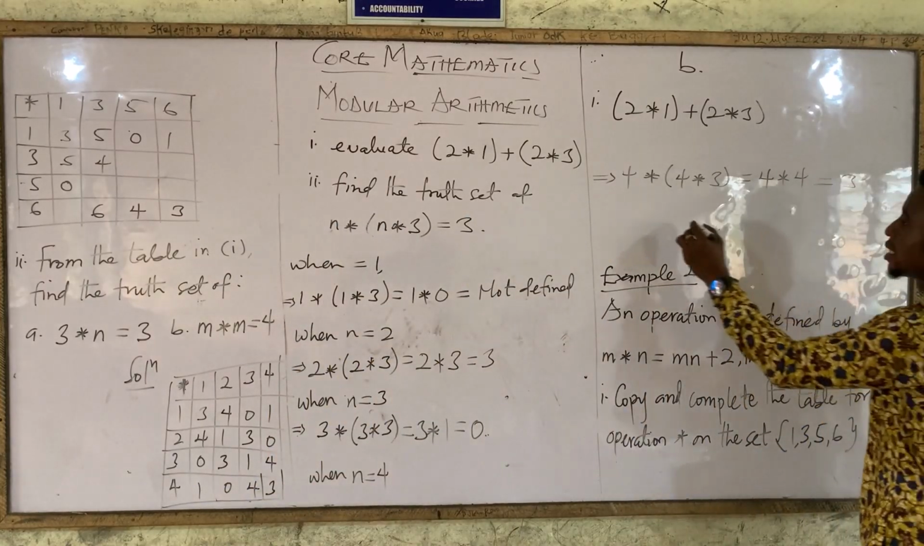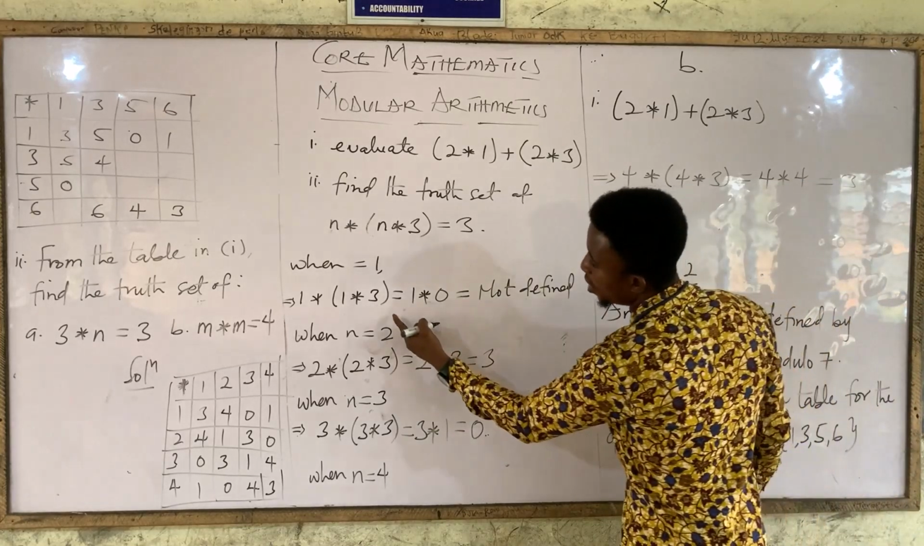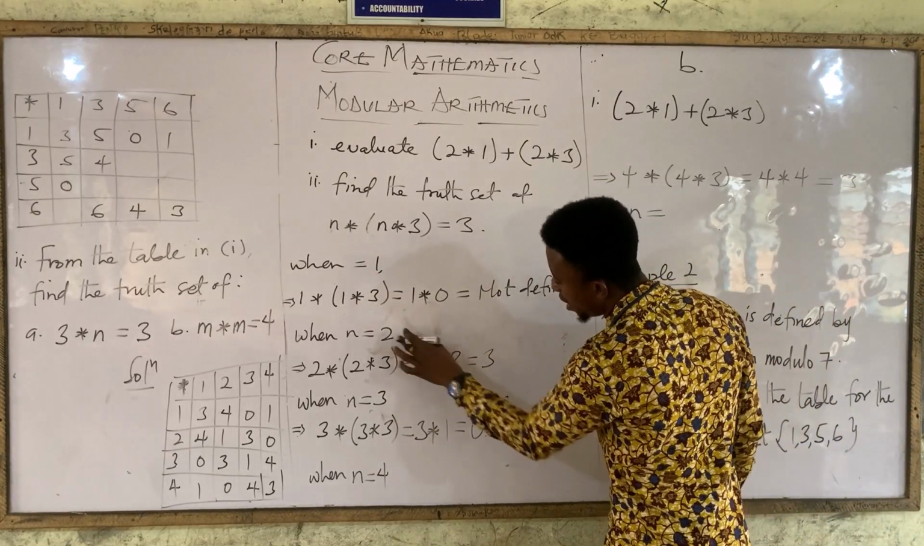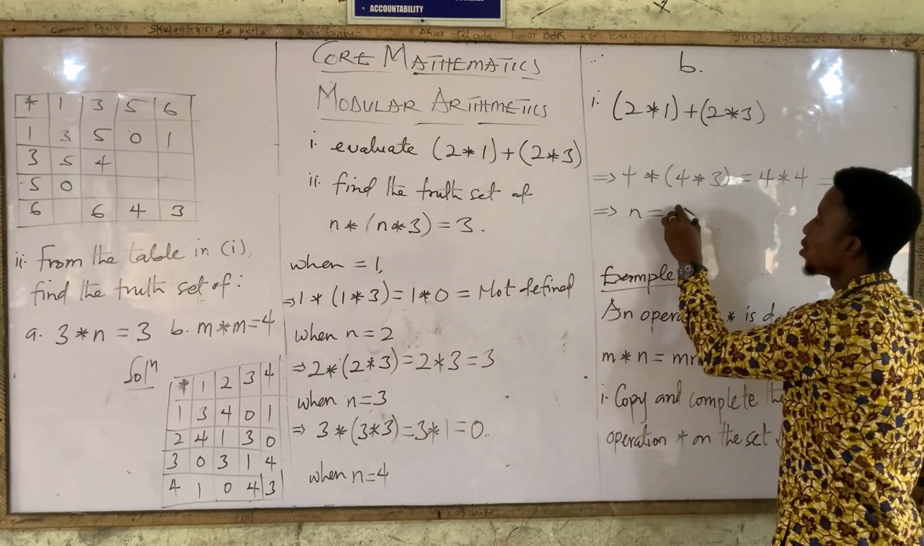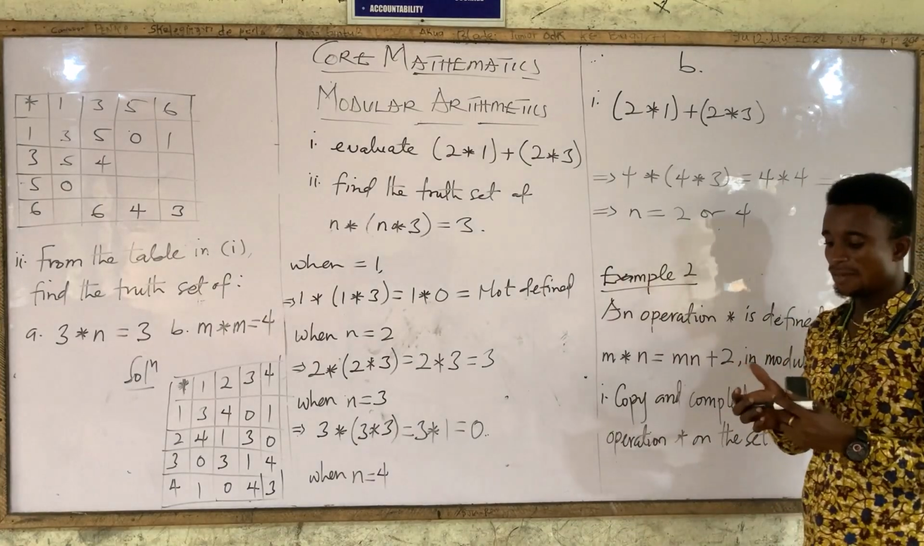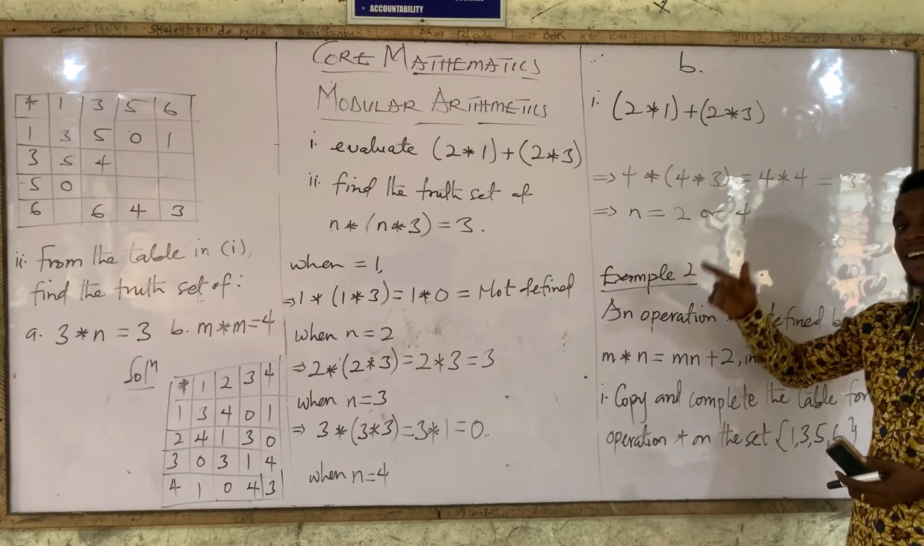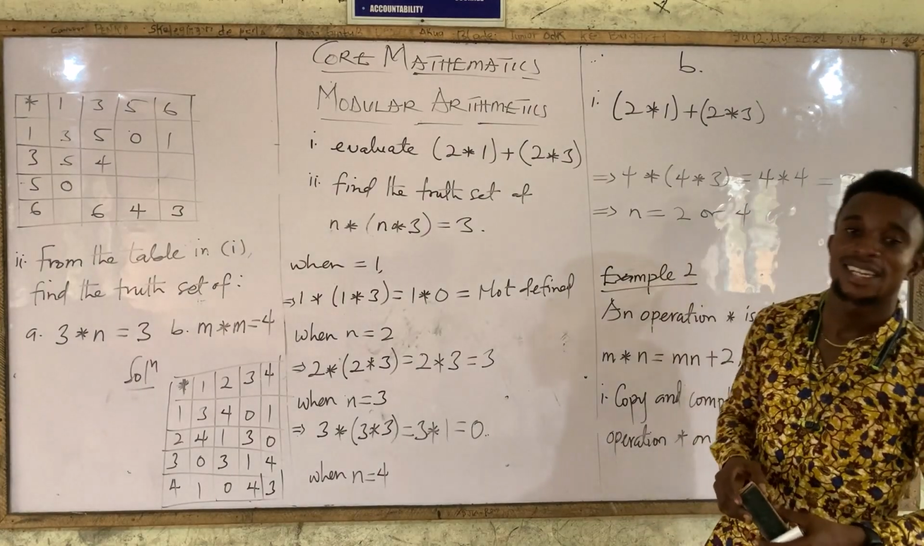So this implies that when n is equal to 1 is out, when n is equal to 2, we had it, is equal to 2, or that is 4. Then, for you to be able to know the values for n, now I think you can write a true set. Are you getting that?